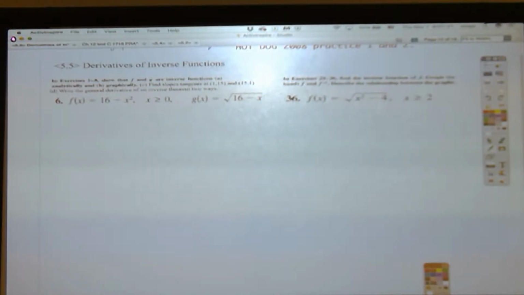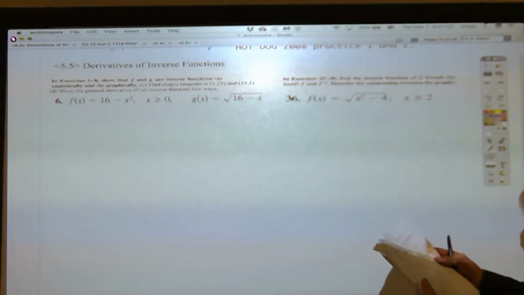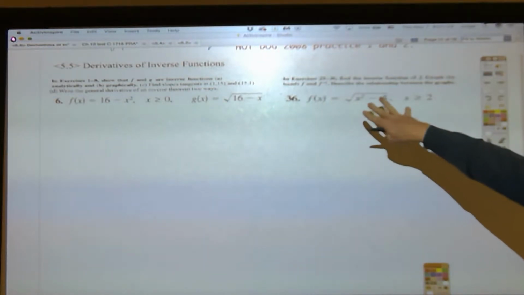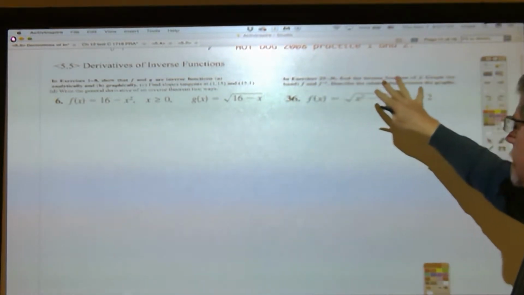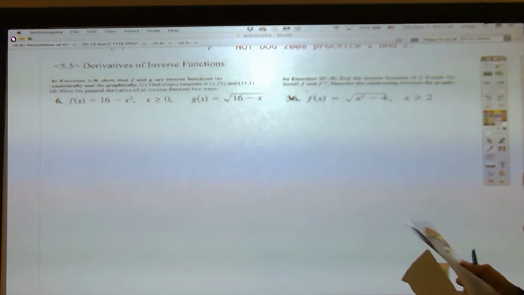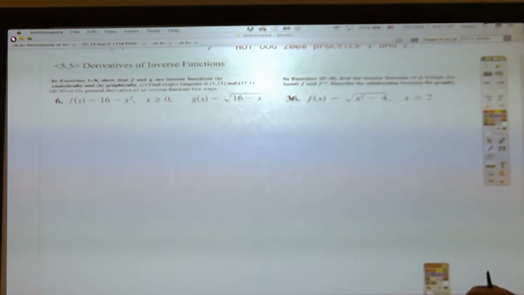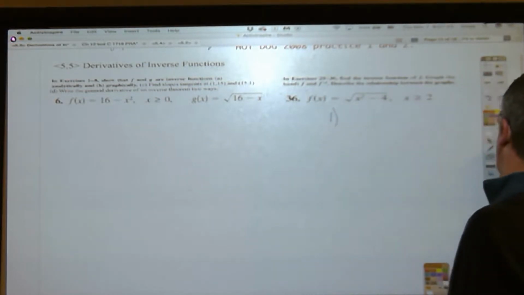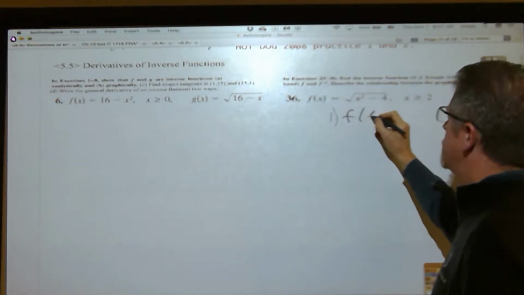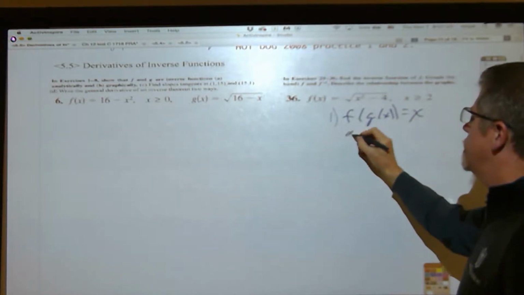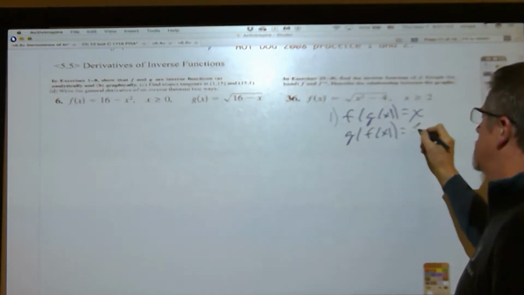Okay, so we're going to do 6, but not 36. So we can take this space over here in 36 to do some of this pre-calculus stuff. Like back when they said prove that f and g are inverses of each other. If f and g are inverses of each other, then in pre-calculus we learned that two criteria have to be satisfied. One, we have to prove that f of g of x is equal to x. And we also have to prove that g of f of x is equal to x.